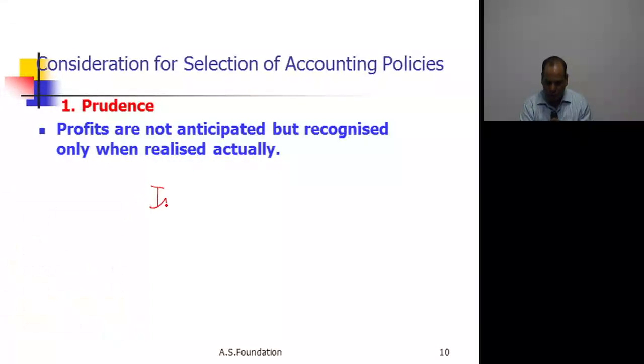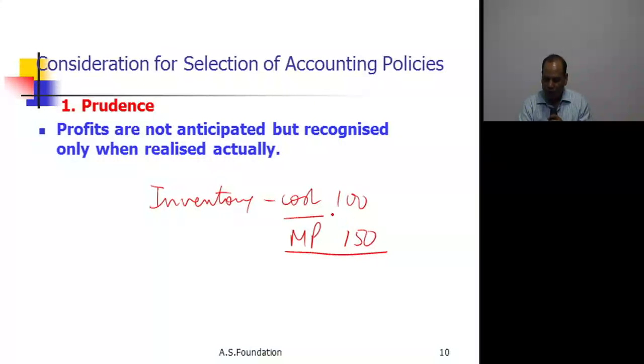Suppose you are holding inventory on the balance sheet date. Your cost was 100 rupees, but the market price has increased to 150 rupees. Will you recognize a profit of 50 rupees? You will not. Anticipated profits are not recognized. You know that tomorrow you are going to sell it for 150 rupees, so you will make a profit of 50, but you will not recognize it today. Okay.